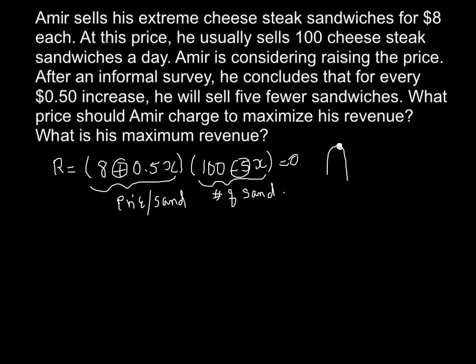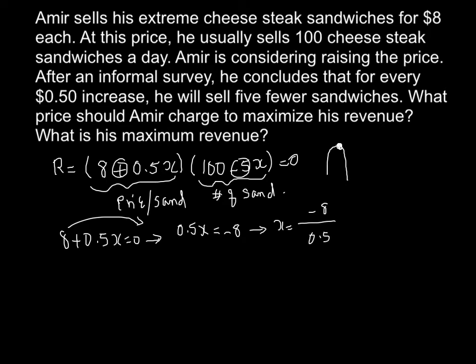Now, to find the x-intercepts, we have to solve two linear equations. One of the linear equations we have to solve is 8 plus 0.5x is equal to 0. From here we get 0.5x is equal to negative 8. We move this to the right. So x is negative 8 over 0.5, which is going to give us negative 16.